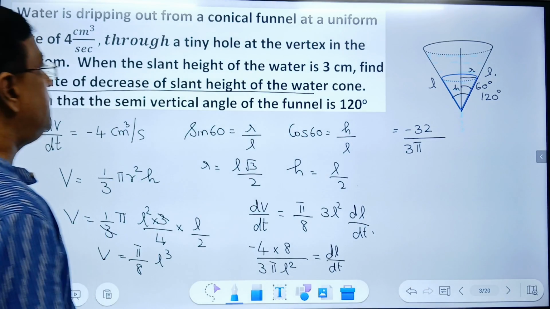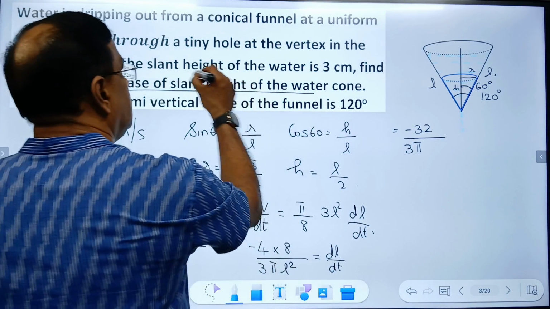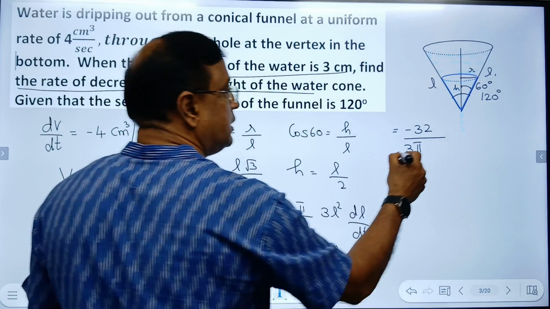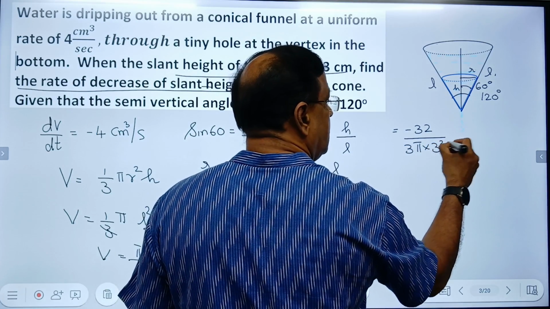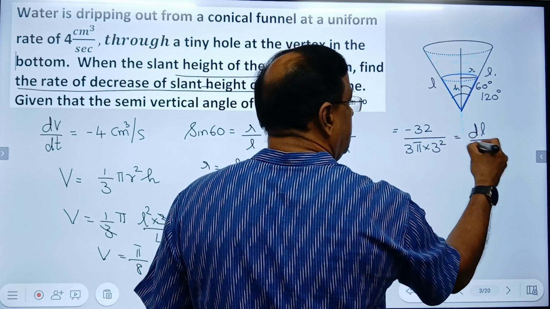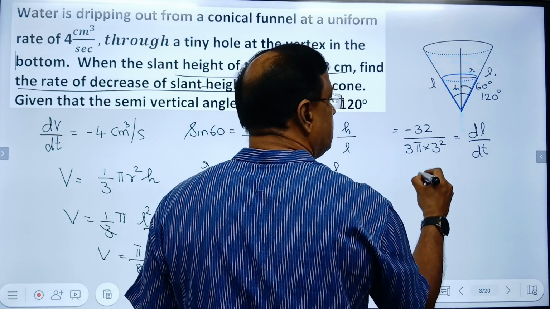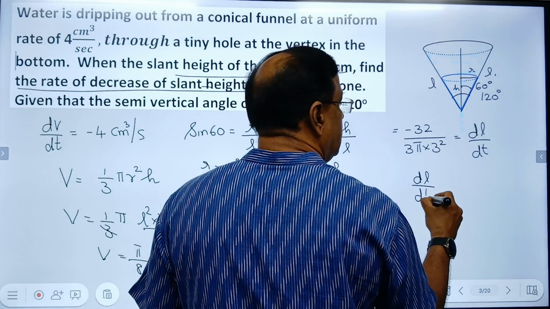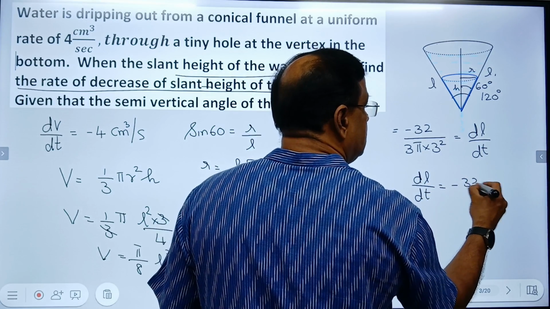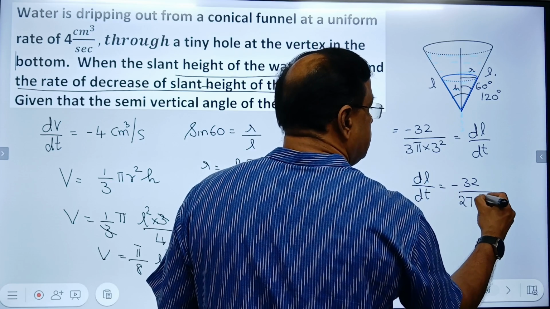What is my slant height? Slant height is given as 3. Slant height of the water is 3. So this will be 3 square dl by dt. So what is dl by dt equal to? dl by dt equal to minus 32 by 27 pi.